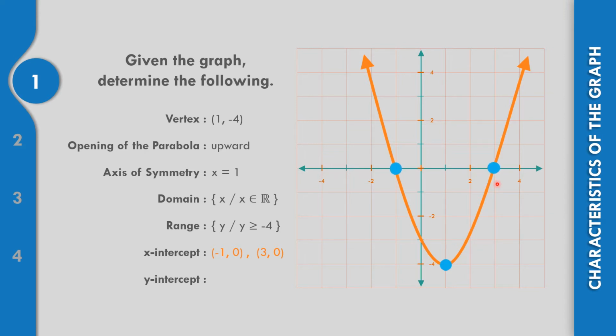How about the y-intercept? This is the y-intercept. So the y-intercept is (0, -3).